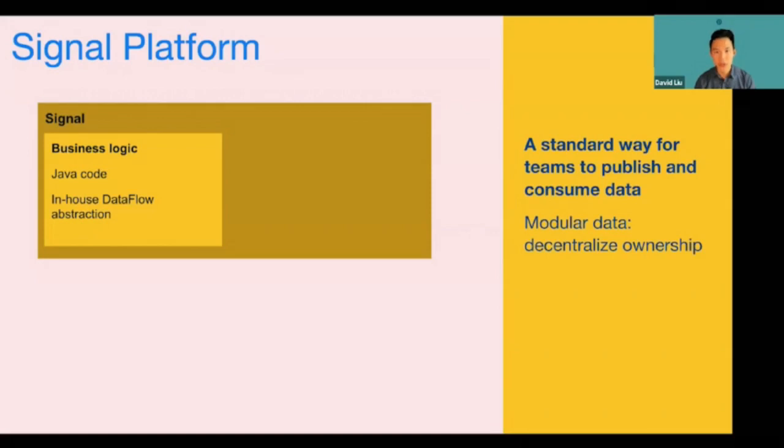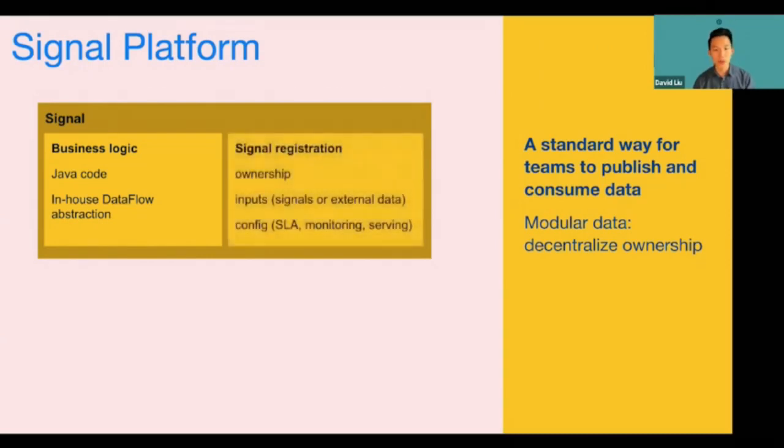Users provide two things to define the signal. First, they declare the business logic of their jobs. This is a set of Java functions that they write against an abstracted data flow framework. And under the hood, we'll run it on MapReduce or Spark. Second, they register the signal. They would define who owns the data, its inputs, a configuration for things like freshness and quality guarantees, as well as specifying how their data should be made available.